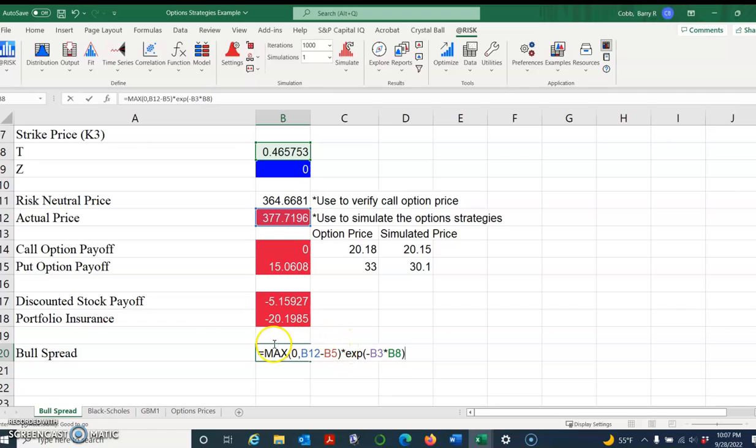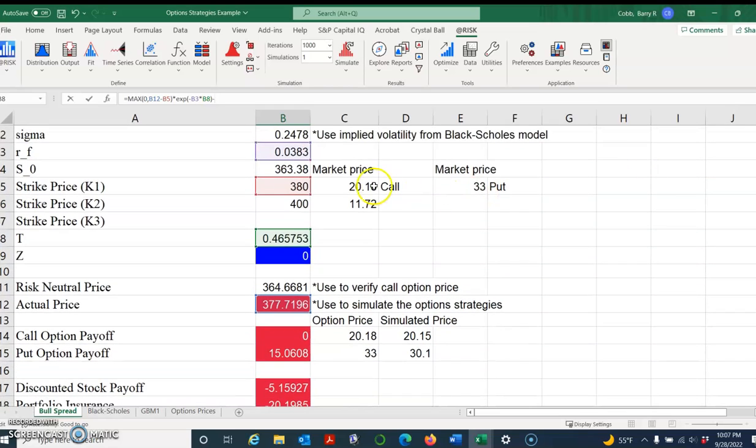So this is the payoff of the call option. And the one difference from what we did previously is we're just going to simulate the actual price we expect to observe and then discount it. Now, if we're going to buy this option, we need to subtract out the market price that we would have to pay, and that is 20.18.